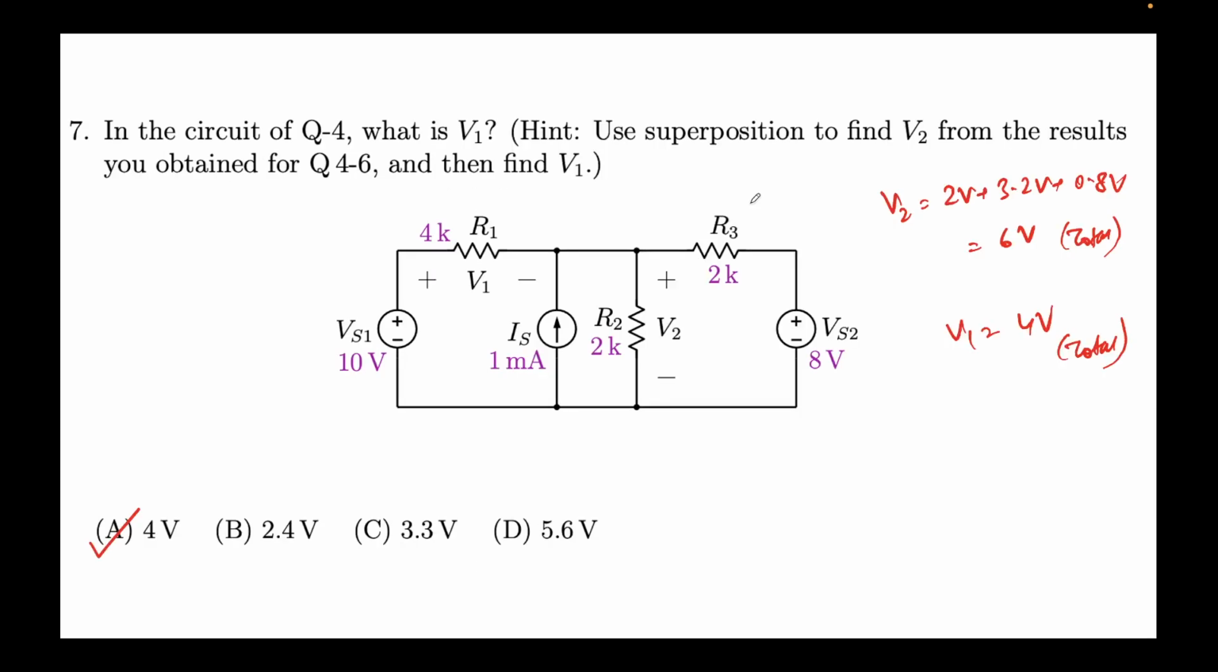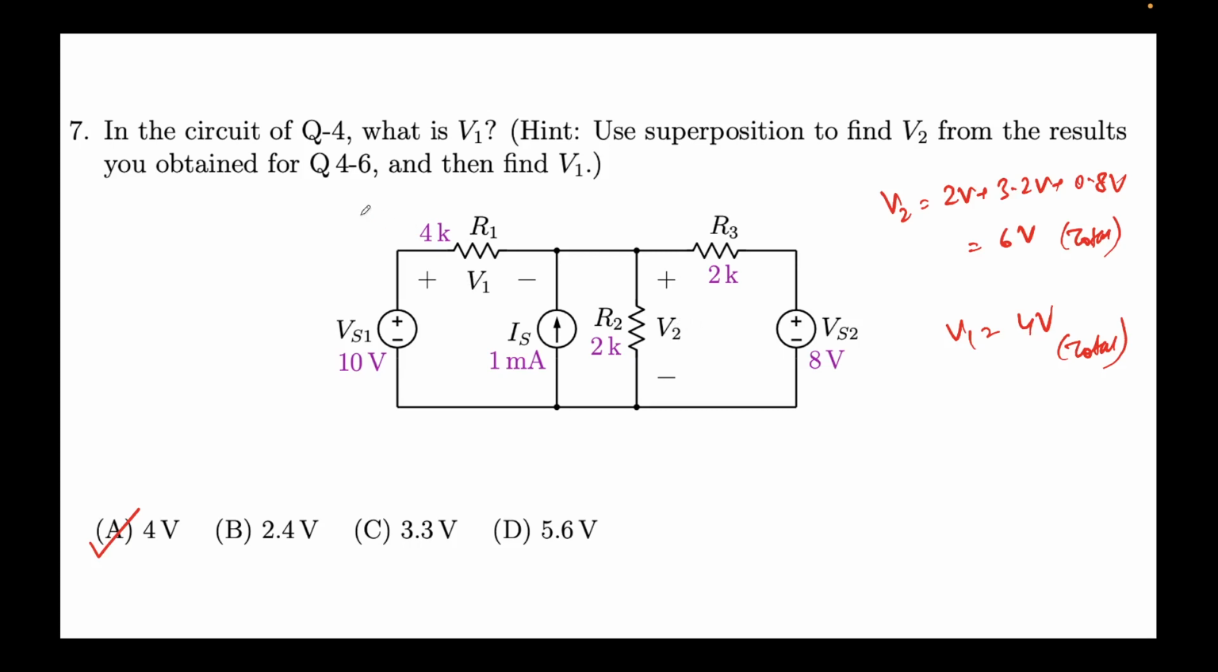Problem number 7. So why did we find the value using superposition for V2 directly? We can find V1 using superposition. Yeah, we can, but that will take us another 20 minutes, right? Why redouble the efforts when we already have V2 at hand? Why do you want to calculate V1? You can. It's not that you can't.